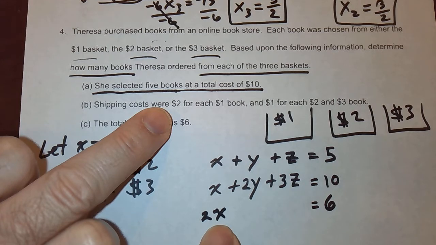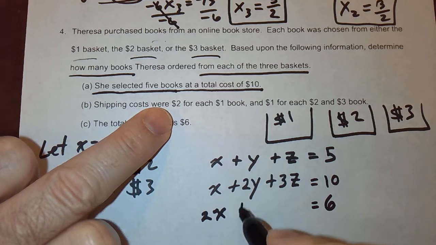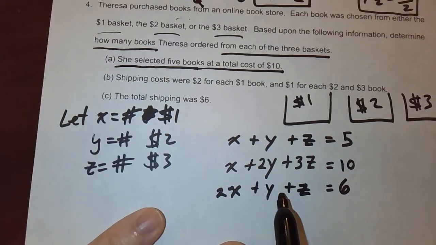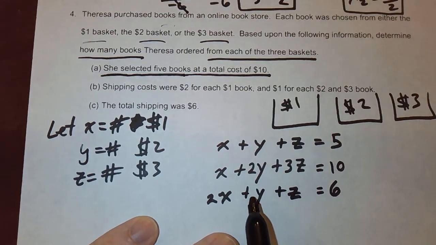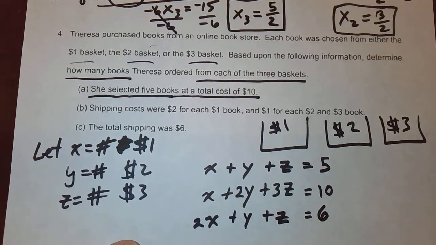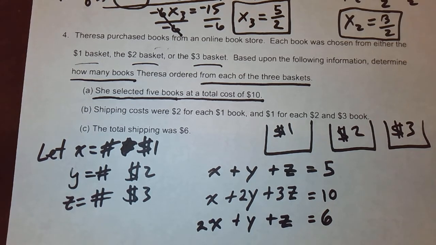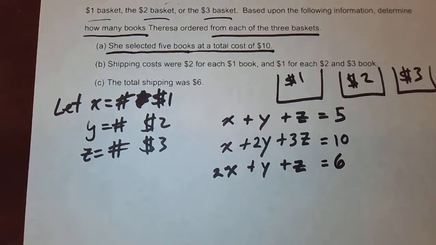So that means that the shipping for the $1 books was $2. So $2 times the number of $1 books, plus y plus z. I left off the 1 for the coefficients there because these are $1 each. That's 1y and 1z. Adds up to 6. That's the toughest part of this problem, just setting up this system of equations. And now we might as well go ahead and solve it.